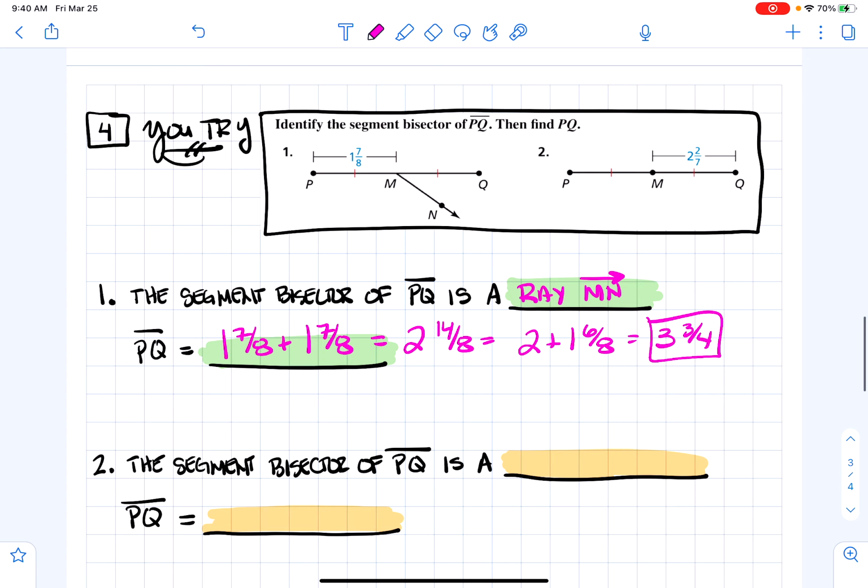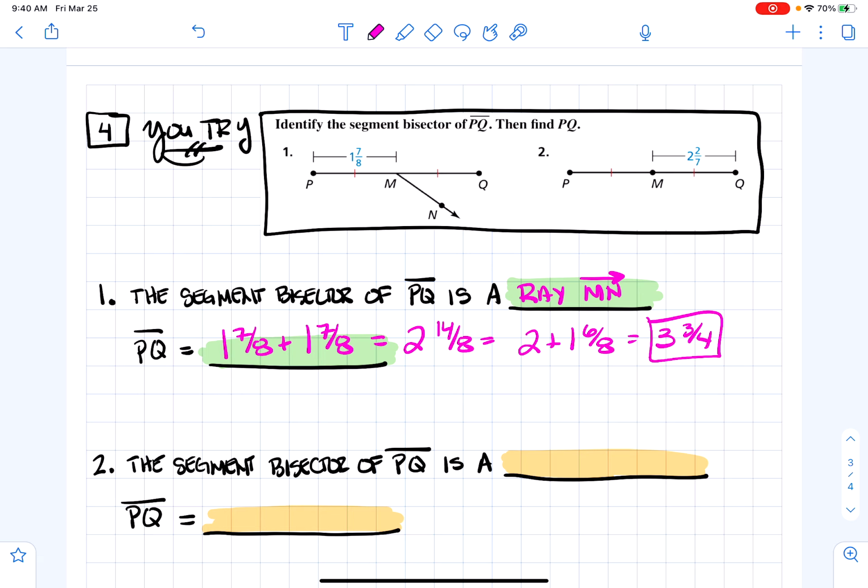So I want you guys to try number 2 on your own. The segment bisector of PQ is a what? So what is that segment bisector? Remember, your choices are line, point, plane, ray, line segment. So choose the right one. And then tell me the distance of PQ.